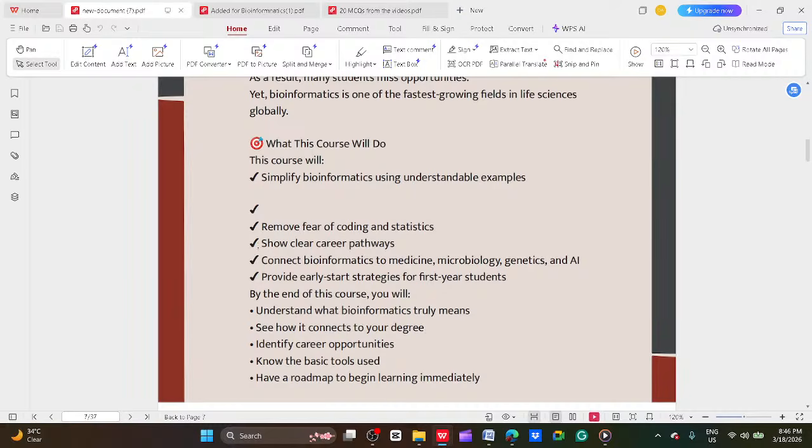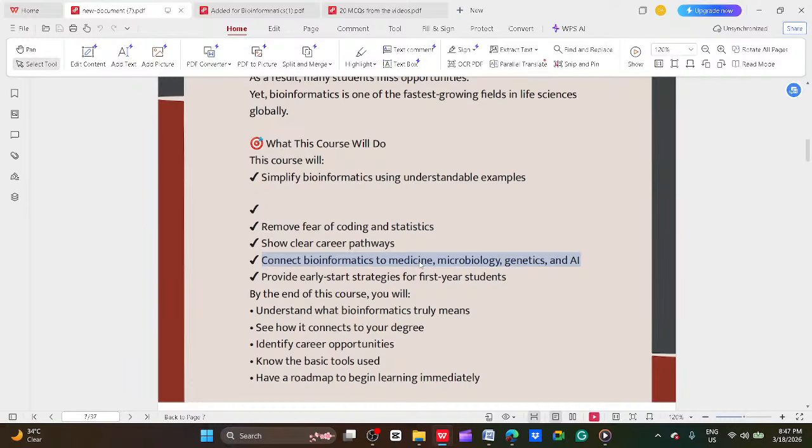Then show clear career pathways. This course is not only going to end in the classroom, it will also prepare you for the future. And that's why I titled this course 4 years career plan if you want to be a bioinformatician. And this is just the first one. So then these handouts or this digital product connect bioinformatics with medicine.